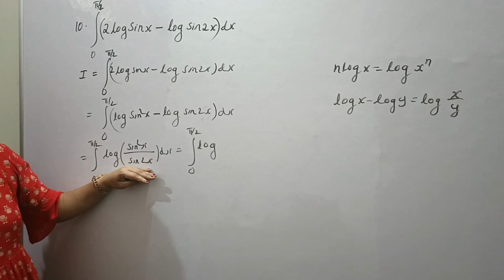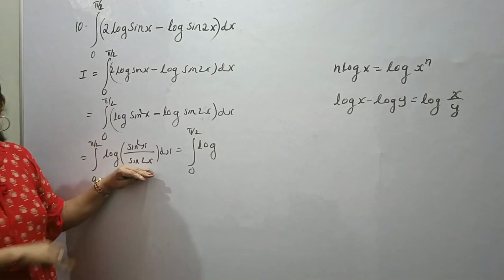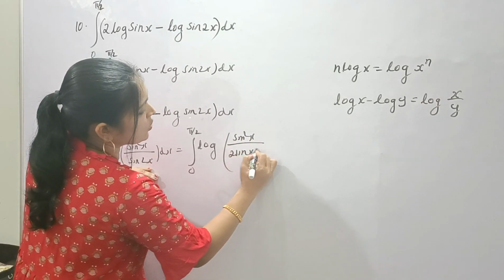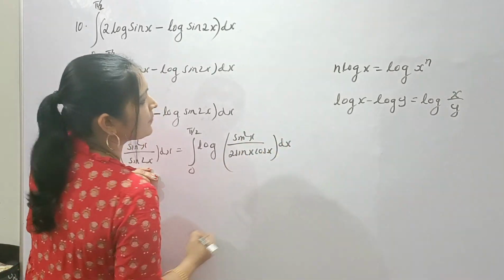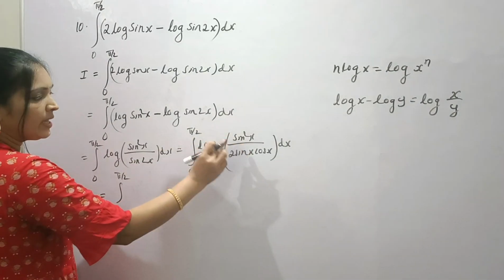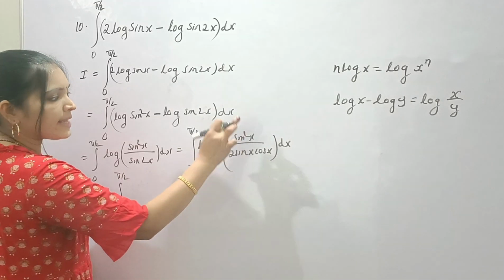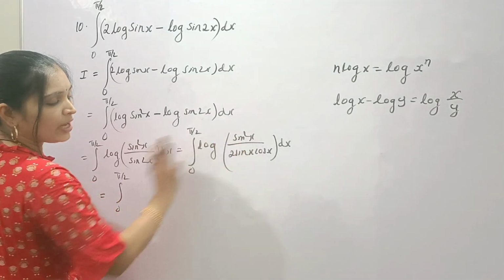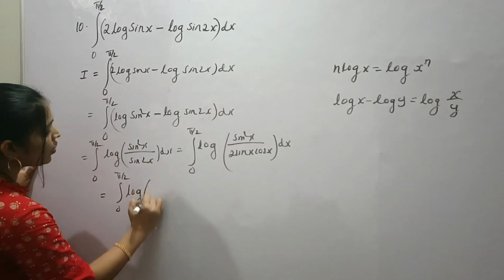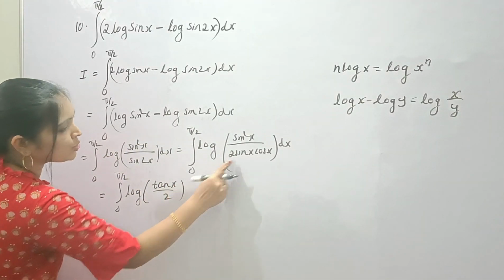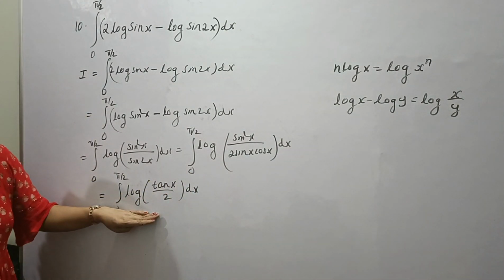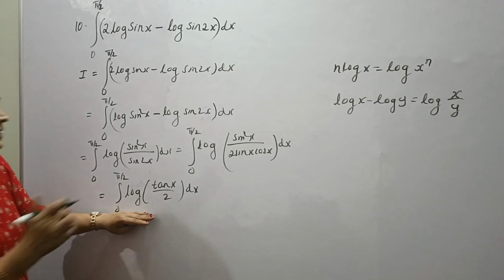That is equal to integral 0 to pi by 2 log of sin square x divided by sin 2x. We have an identity: sin 2x is equal to 2 sin x cos x, right? So one sin x will be cancelled. Here sin square x divided by 2 sin x cos x. Sin x cancelled, remaining sin x divided by 2 cos x, and sin x by cos x is tan x. So it will be log of tan x divided by 2, dx.